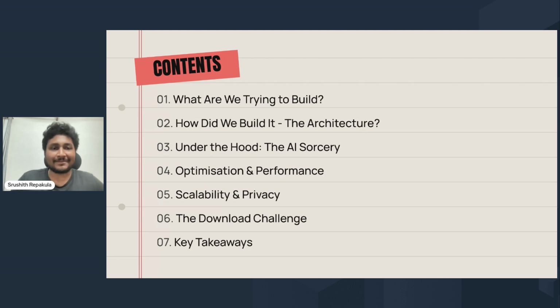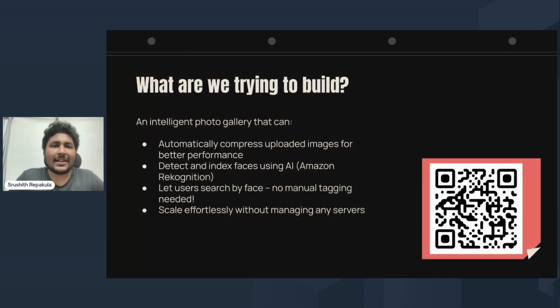So let's get started. First of all, what is it that we are trying to build? We are trying to build an intelligent photo gallery app. You can think of it as your Google Photos gallery, where you have a bunch of images that you upload and you can share them with people. And the intelligence part here is that I, as a user, can automatically search for images where I am present using my face. That is the AI capability that we are going to build today.